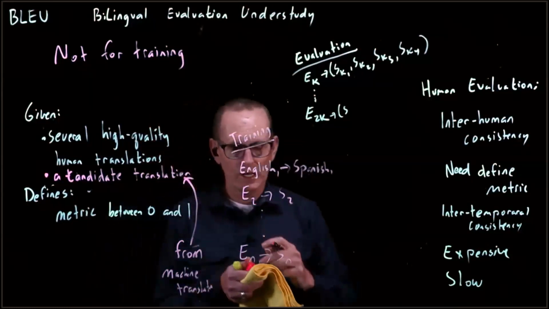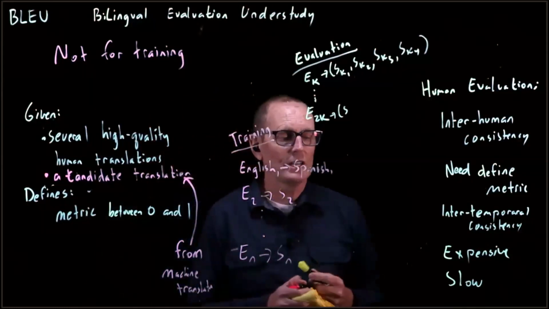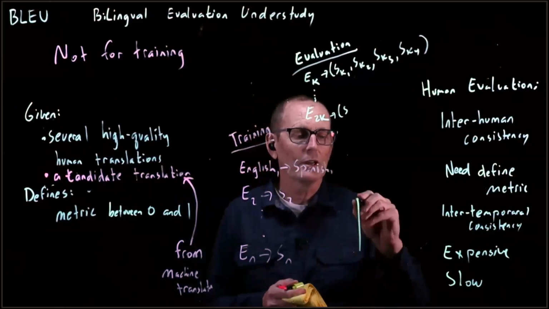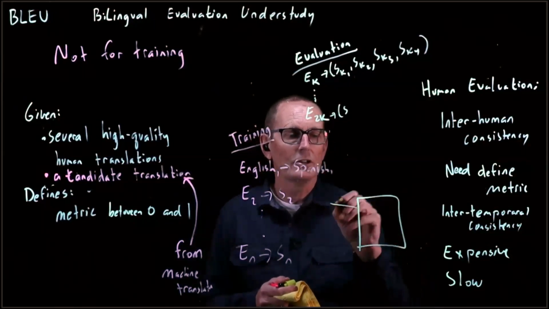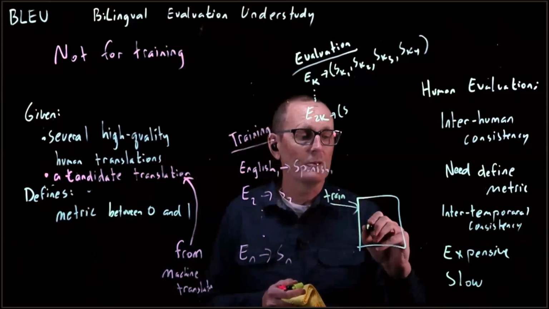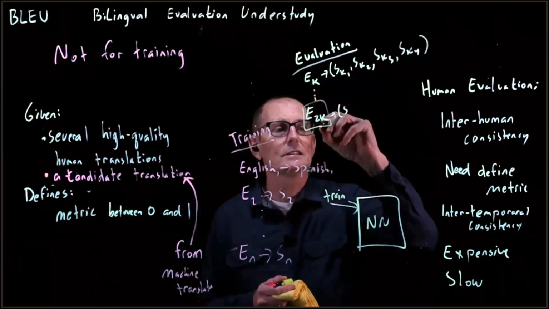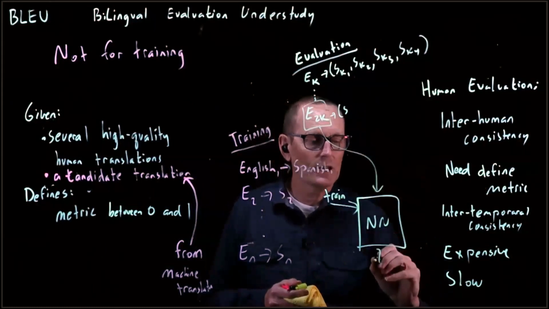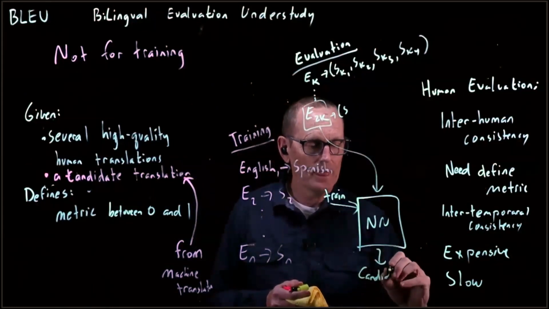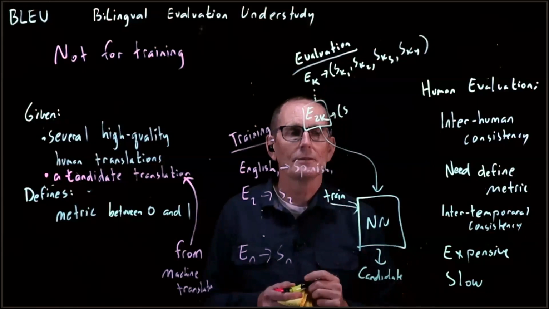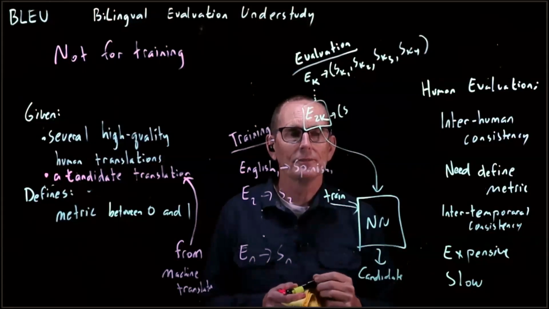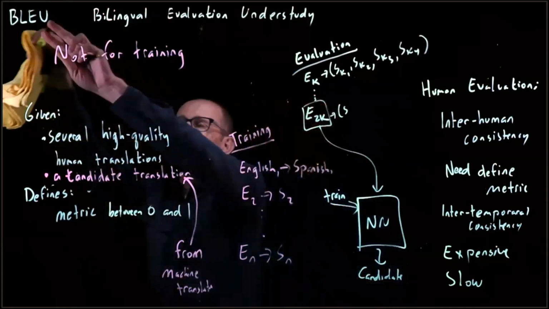So we're going to do training. We're going to create ourselves a neural network, right? So we're going to train the neural network, and then we have our neural network, and then we're going to feed in, let's say, one of these guys into here, and we're going to get as output a candidate. And then we go evaluate this candidate, and we say, how good is it? And we feed this into our BLEU system.